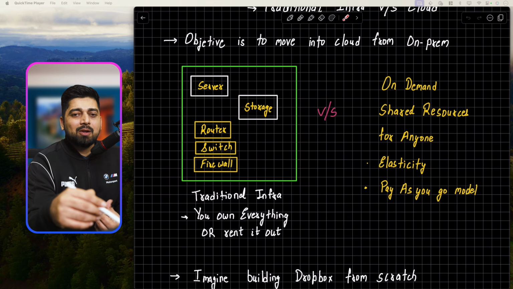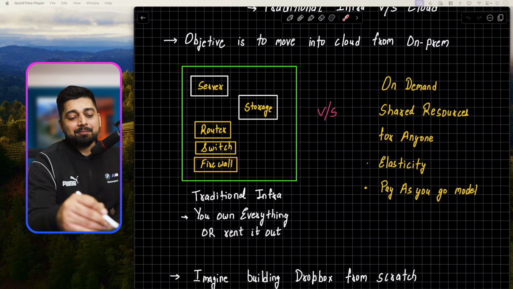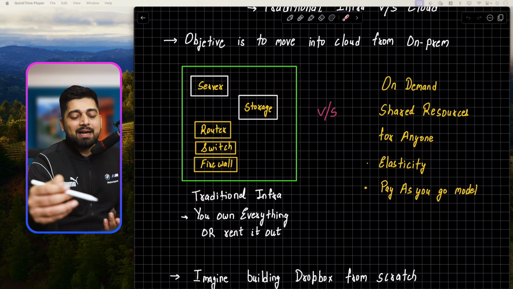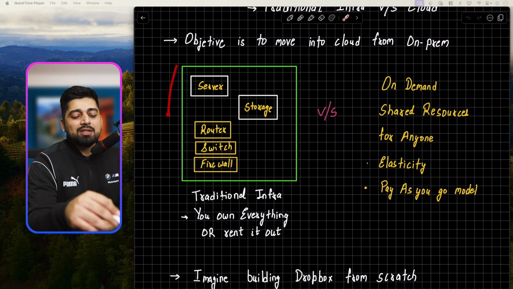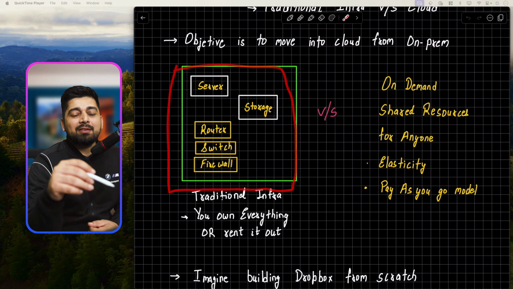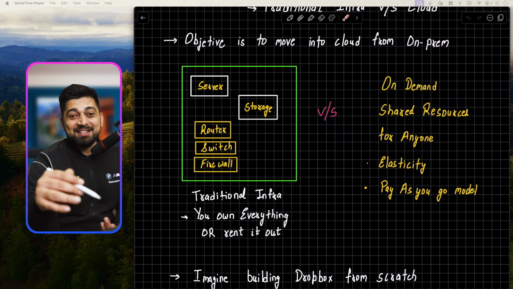And on top of that, we also need some ways to connect to the internet. So we have our routers, we have our switches, and we have our firewalls to protect from some of the attacks and all these stuffs. So this used to look like a traditional hardware infrastructure, and this was really real.